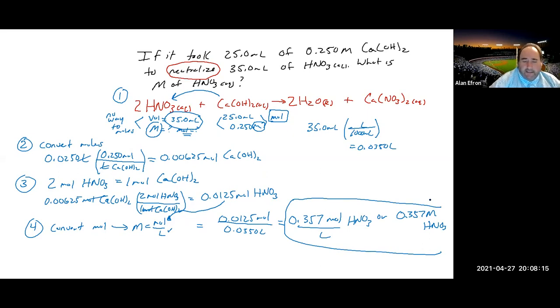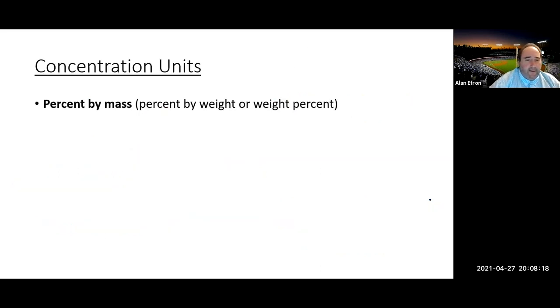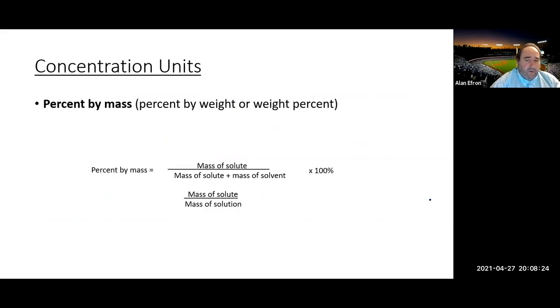Okay, so just to finish up here, talking about solutions, we've talked about molarity, which again is really the most common unit of concentration that is used, but there are different units. For example, percent by mass, sometimes referred to as percent m/m, and m/m means mass to mass, so percent mass to mass. It is the mass of the solute divided by the mass of the solution times 100%.